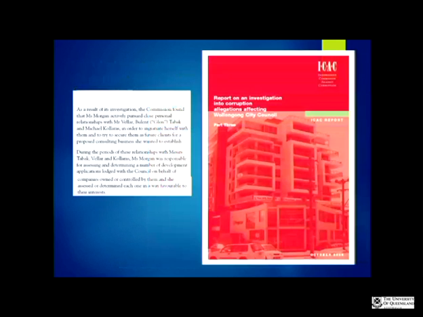And as a result, she was referred to the Independent Commission Against Corruption for conflict of interest. Conflict of interest and corruption. And this is the report that was handed down. That was in 2008. And it said, as a result of its investigation, the Commission found that Ms. Morgan actively pursued close personal relationships in order to ingratiate herself with them and to try to secure them as future clients for a proposed consulting business that she wanted to establish. During the periods of these relationships, she was responsible for assessing and determining a number of development applications lodged with the Council on behalf of companies owned or controlled by them, and she assessed or determined each one in a way that was favourable to their interests.